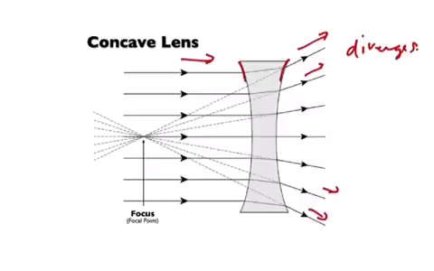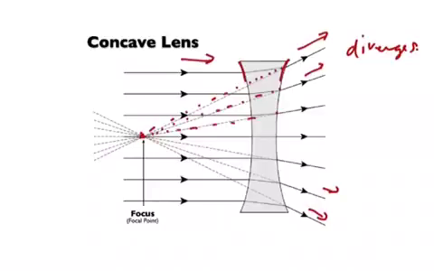And interestingly, the focal point of a concave lens is actually in front of the lens, back here. So there's kind of a virtual focal point. If you were to trace these rays of light back this way, you get a virtual focal point in front of the lens.